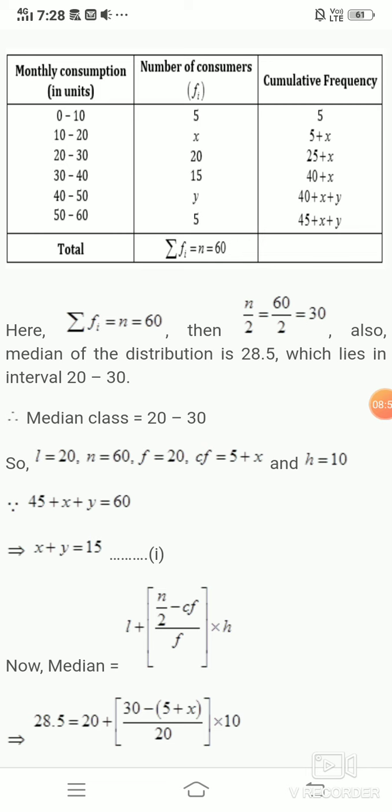Now the total, 45 plus x plus y, is the final number, so that is equivalent to 60. Using this, arrange one equation. 45 plus x plus y equal to 60, so x plus y equal to 60 minus 45, which is 15, so x plus y equal to 15.